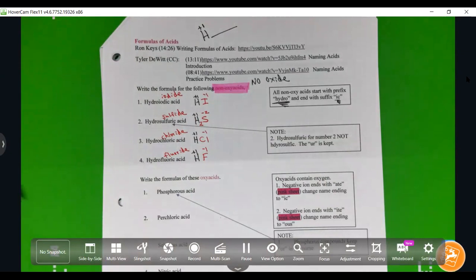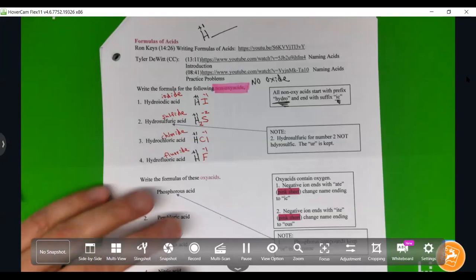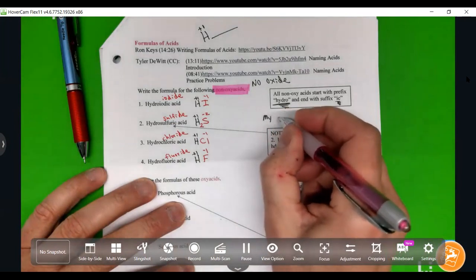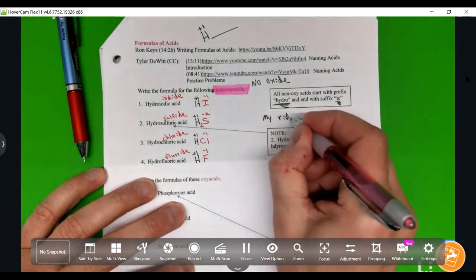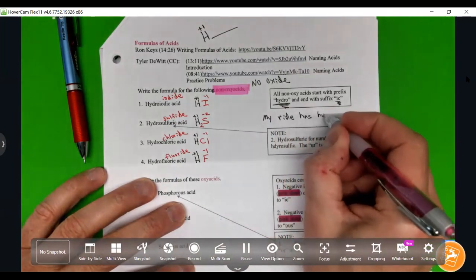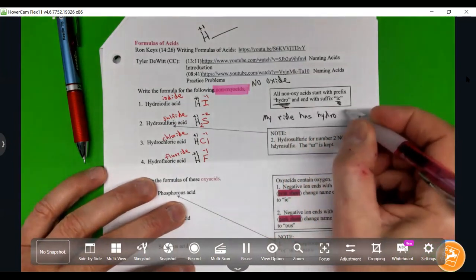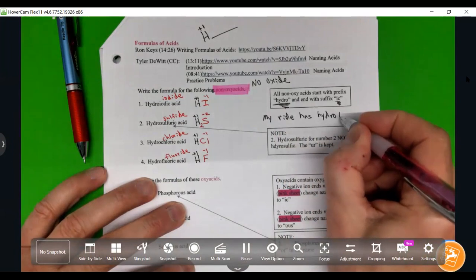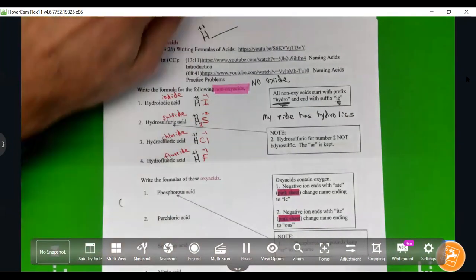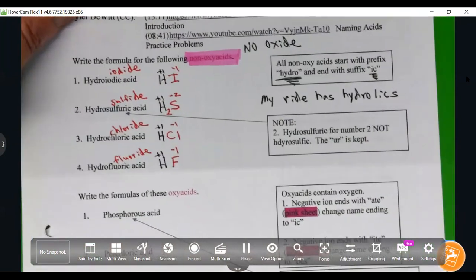Okay, and the oxyacids. And some of you have seen, it goes like this: my ride has hydraulics. I don't know if you've seen that mnemonic for these.